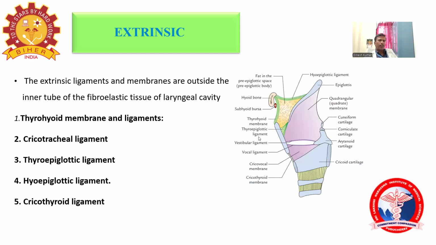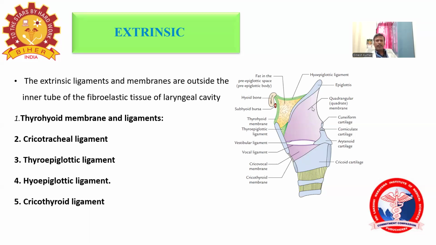Okay, so now we can discuss the extrinsic ligaments. The extrinsic ligaments and membranes are outside the inner tube of fibroelastic tissue of the laryngeal cavity. They are classified as the thyrohyoid membrane and ligaments, cricothyroid ligaments, thyroepiglottic ligaments, hyoepiglottic ligaments, and cricotracheal ligaments.